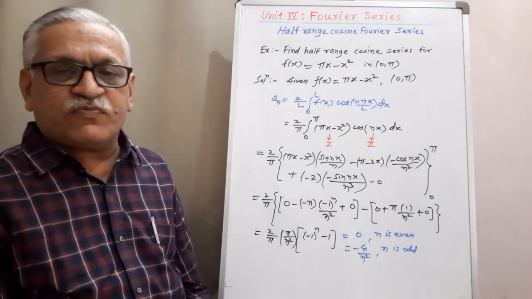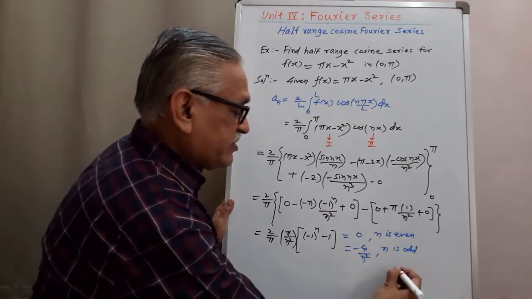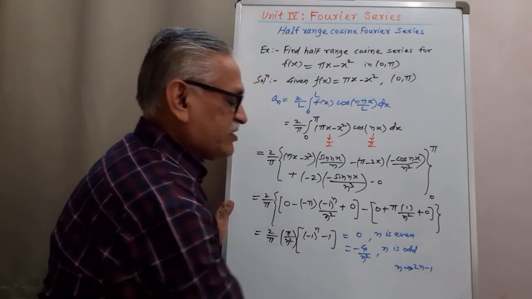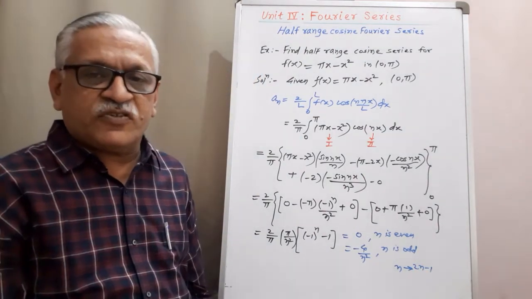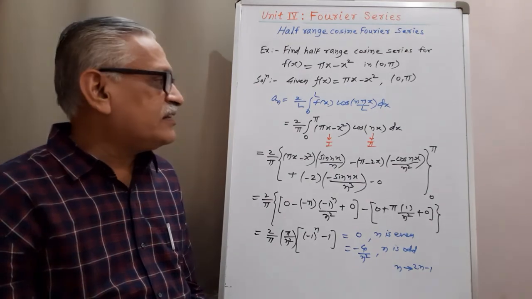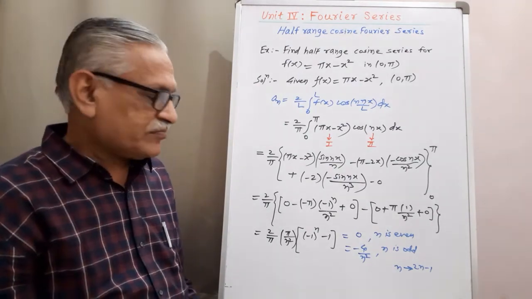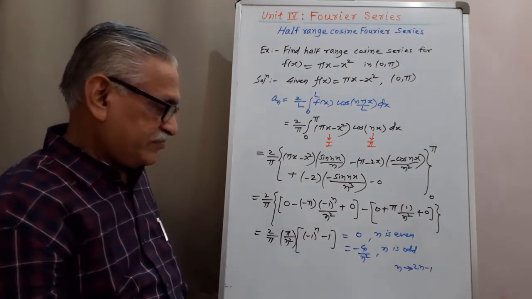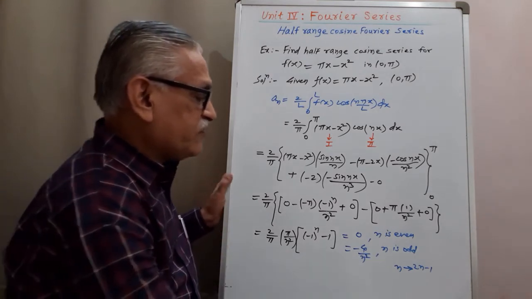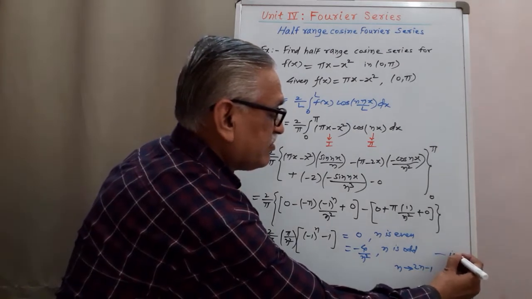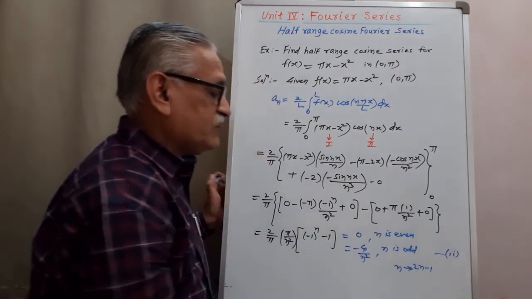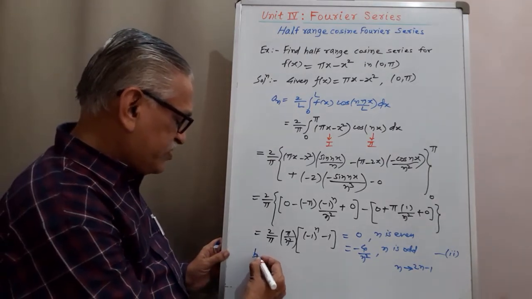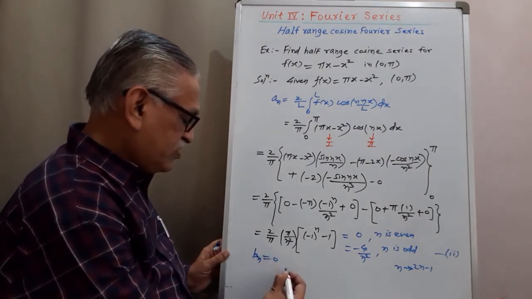And as value exists for odd, we have to replace n by its general term 2n minus 1 while substituting it in that Fourier series result. Therefore, this is the value of an. We call this as equation number 2. And the third Fourier coefficient bn is 0.